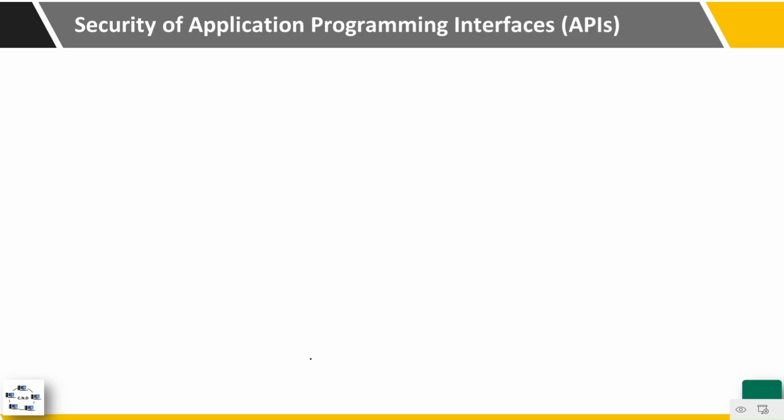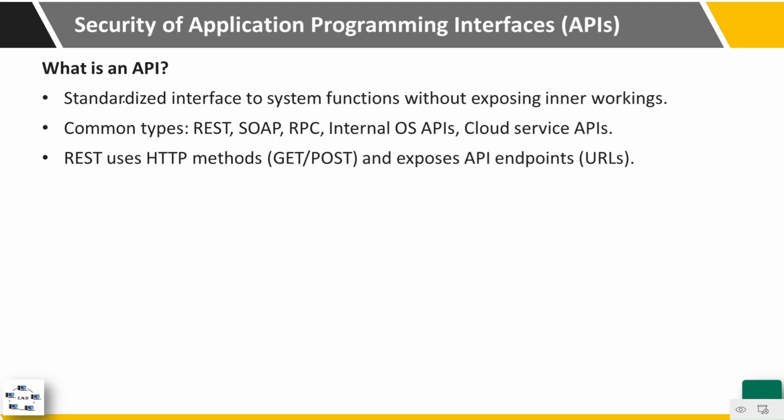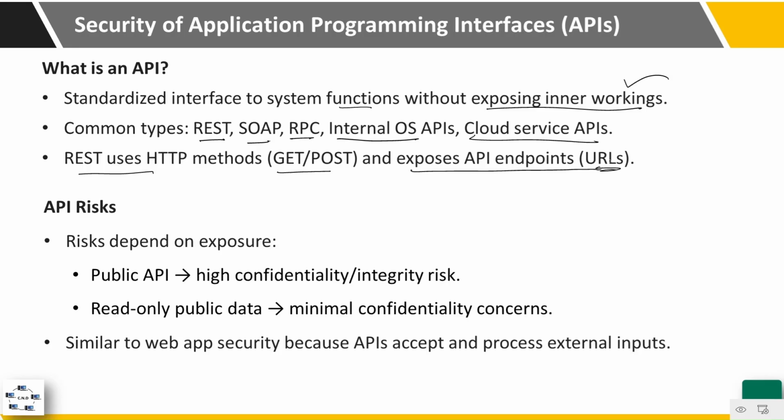So next is the security of application programming interfaces, or APIs. An API is a standardized interface to system functions without exposing their inner workings. Common types of APIs include REST, SOAP, RPC, internal OS APIs, and cloud service APIs. The REST API uses HTTP methods such as GET and POST and exposes API endpoints through URLs.